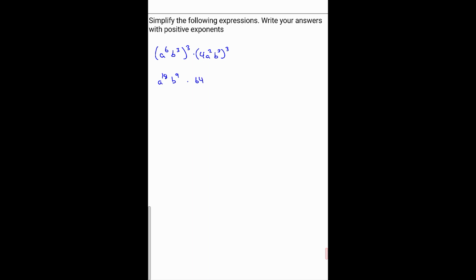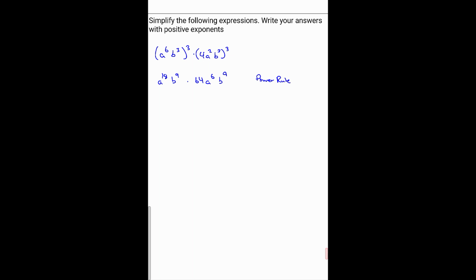And then a raised to the 2 times 3, which would be 6, and then b raised to the 3 times 3, which would be 9. Okay? So basically here we use the power rule.